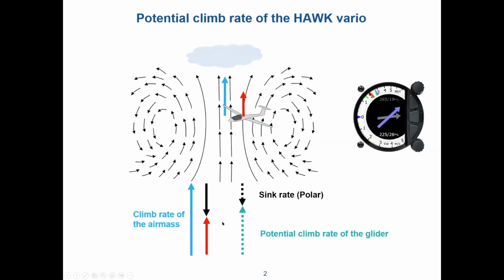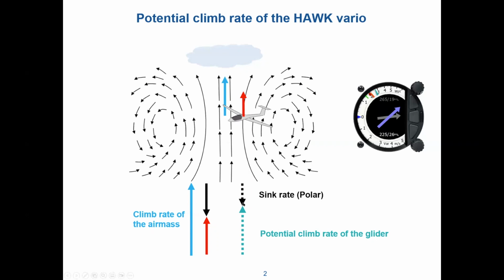Okay, excuse me. Now, this is what Hawk does. We then do the following to get the so-called potential climb rate. We take the climb rate of the glider and subtract the sink rate of the polar. The sink rate of the polar is an ideal quantity measured or computed under calm air, totally calm air. It's an ideal result.